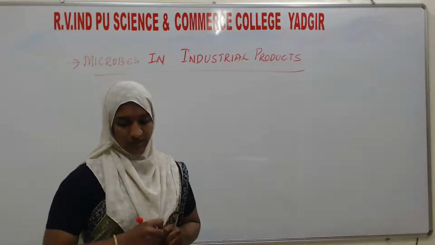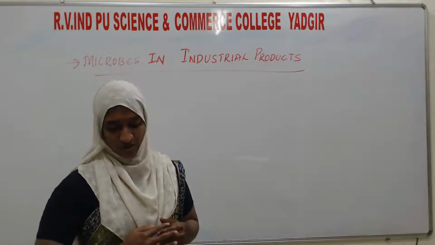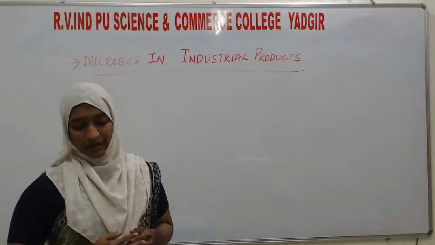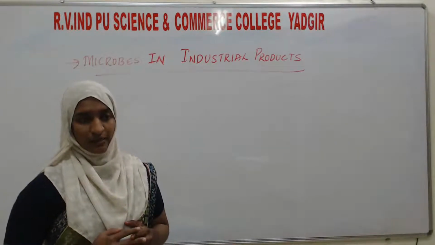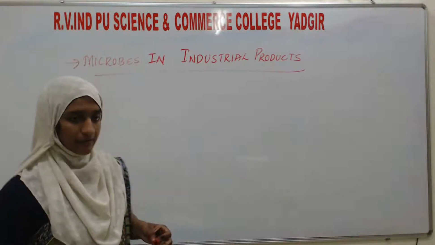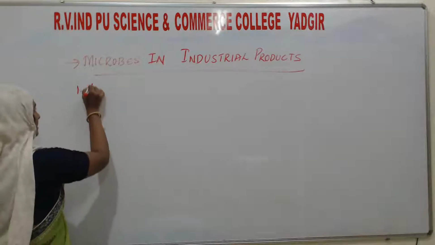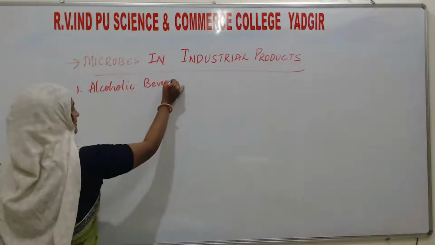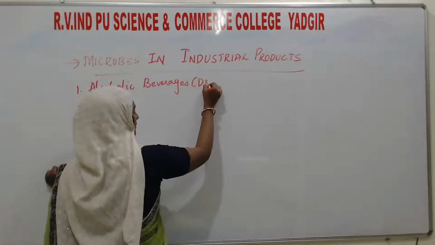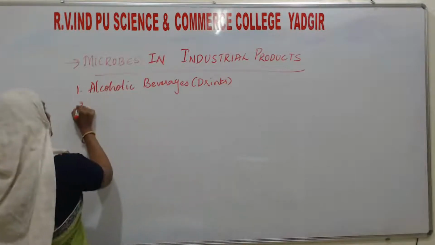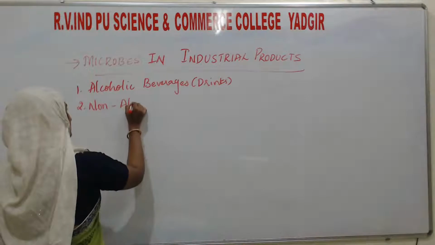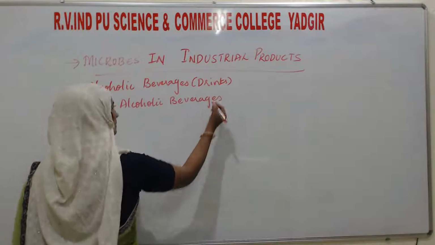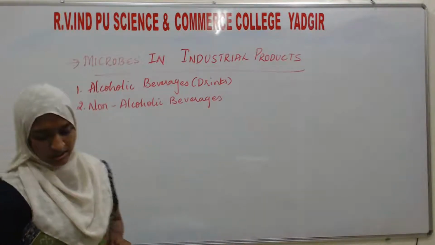the human welfare. A number of industries are set up on the basis of what? On the basis of a variety of microbes, either it may be fungi or bacteria. Okay, so what products do we have to discuss here? That is alcoholic beverages. Beverages means the drinks, alcoholic drinks, and non-alcoholic beverages.